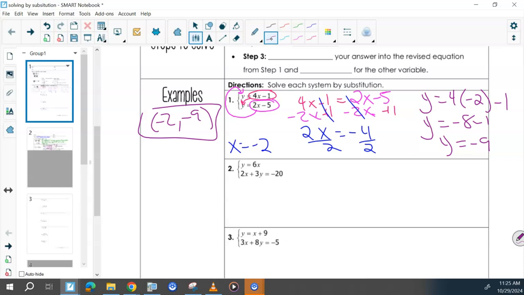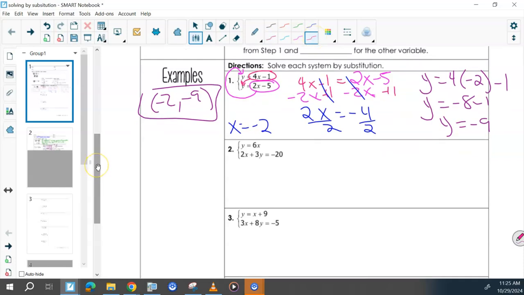So in the next one, we have an equation that's solved for y. The second one is not, but that's okay because we just need one. So this one's going to be a little different. We're still substituting, but it won't look the same. We're going to take that expression that y has, and we're going to put it in place of y for the other one. So we're going to rewrite that second equation.